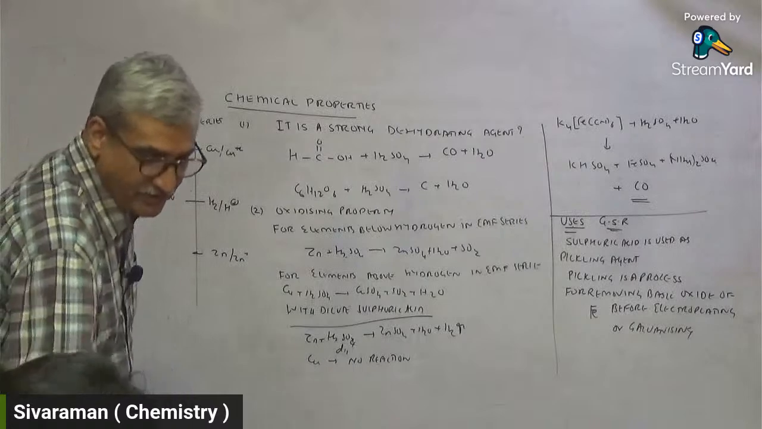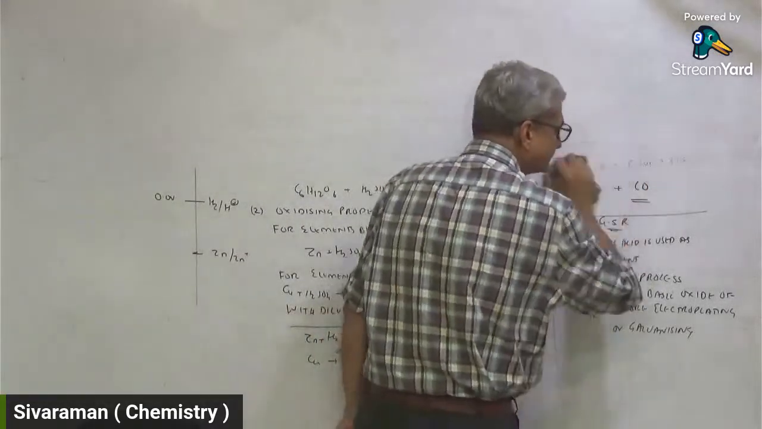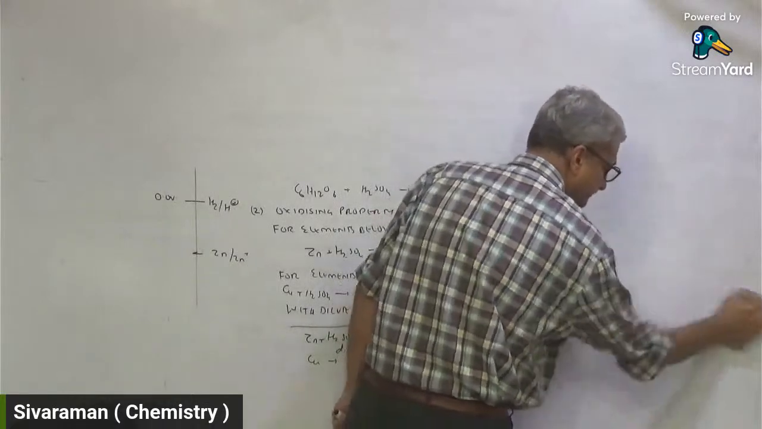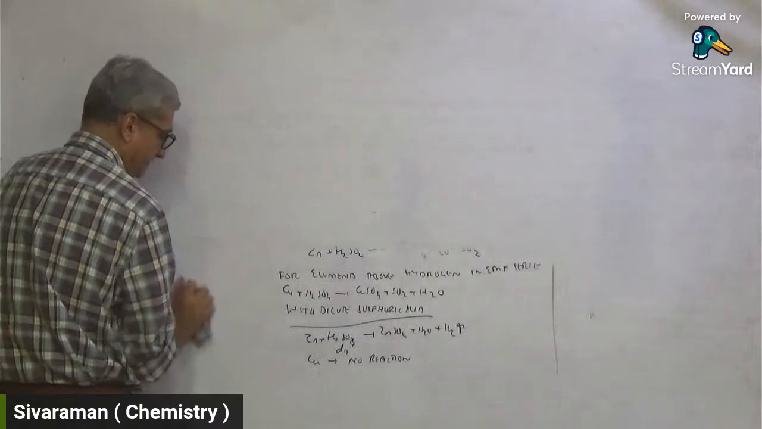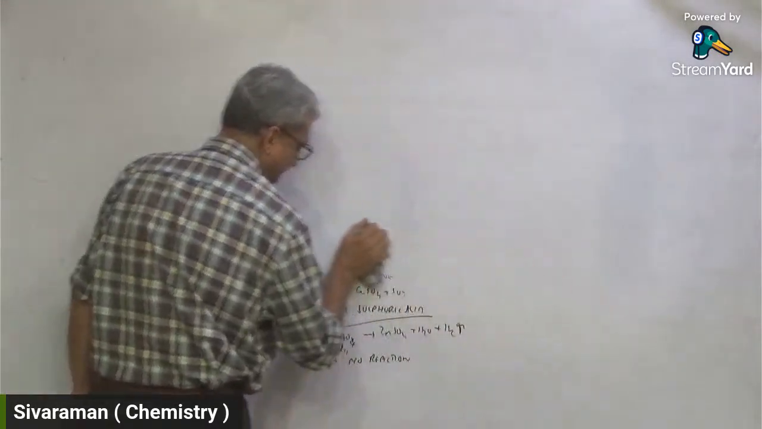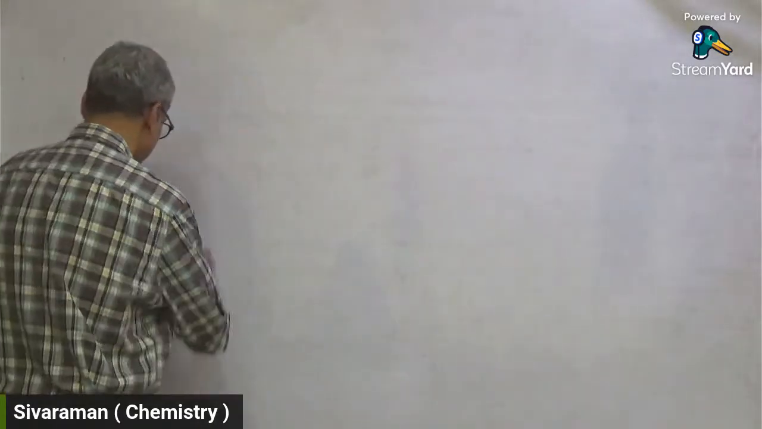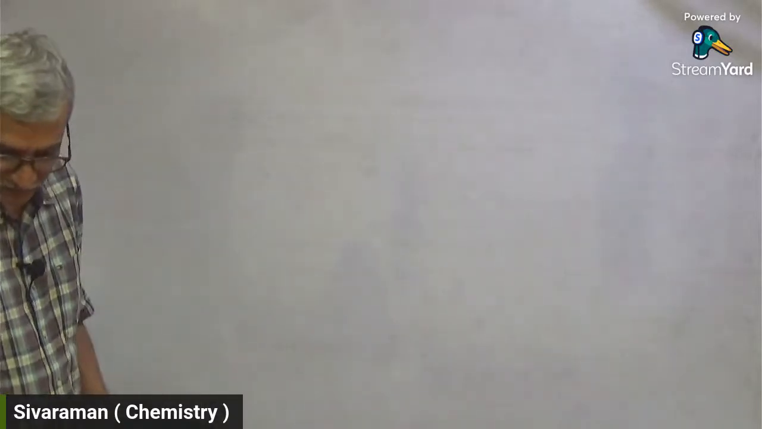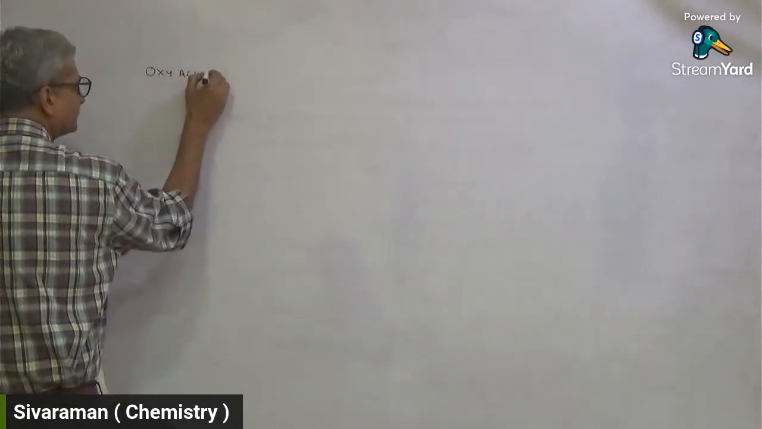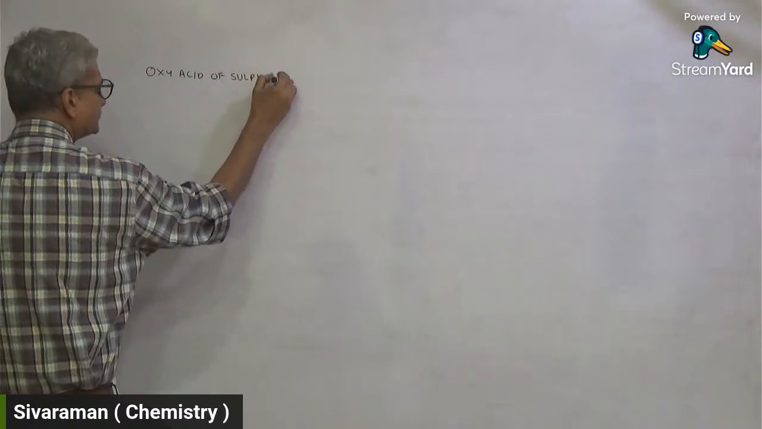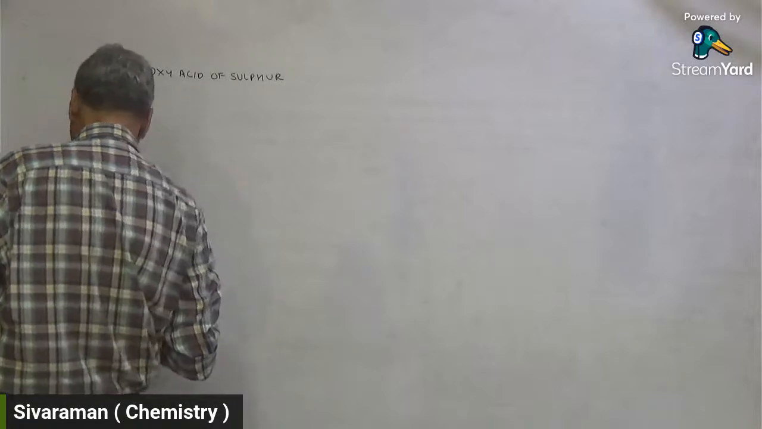So now we are talking about the most important part. The last and the most important part. So listen carefully. What we have is oxyacids of sulfur. What are the different types? So basically we have 5 different series.